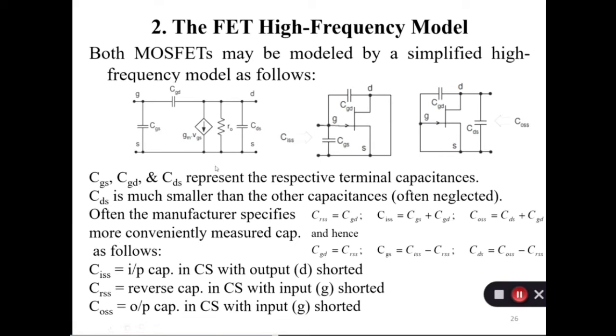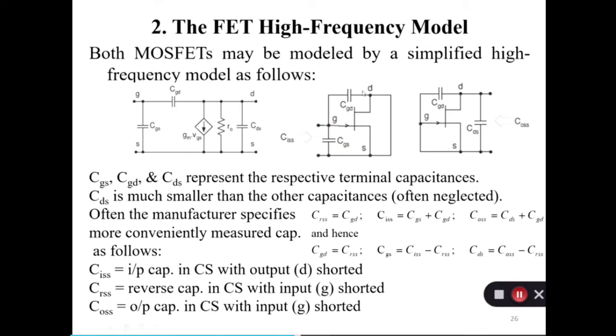Generally the manufacturer specifies other forms of the capacitances, not directly these three. On the data sheet, they give you CISS, CRSS and COSS. They don't directly give CGS, CGD and CDS. What is CISS? It is the input capacitance in common source with output shorted. What does that mean? Where is it in the circuit, and how can you derive the formula for it?